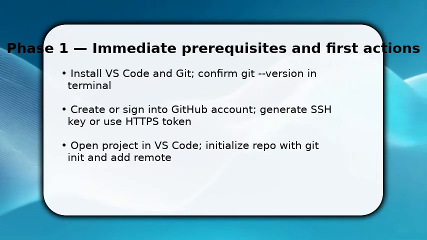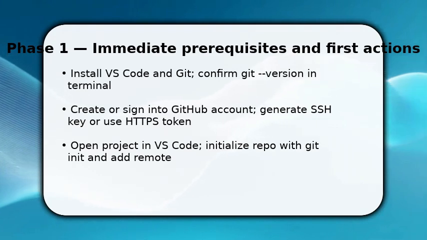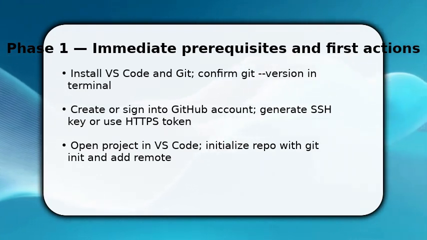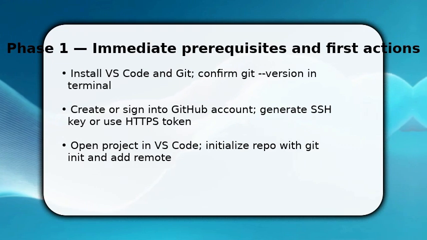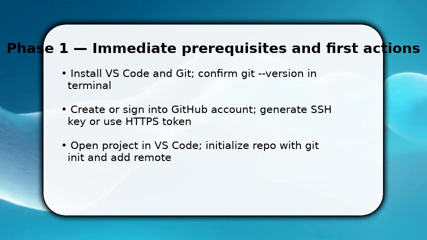You start by confirming prerequisites and taking the first actionable steps. Install VS Code and Git, then open your project folder. Generate an SSH key or prepare a personal access token for HTTPS. This is authentication, so it matters.